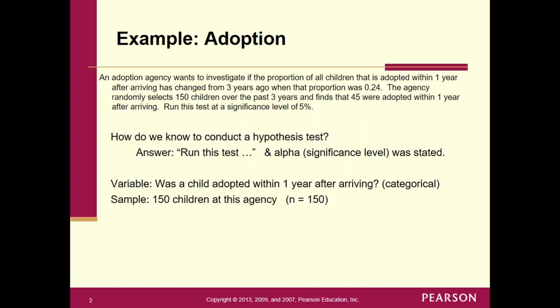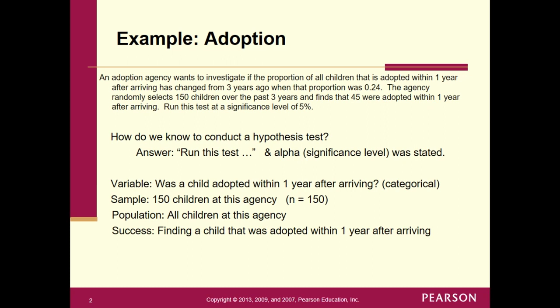A sample of 150 children at this agency was taken, so n is equal to 150. That means the population must have been all children at this agency. What would be a success? This is a real good thing here, right? Finding a child that was adopted within 1 year after arriving.